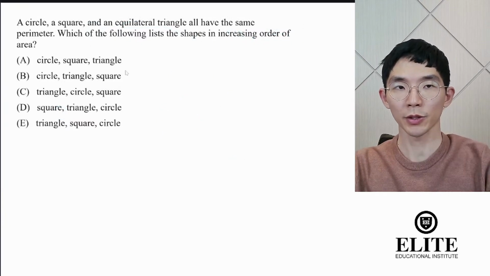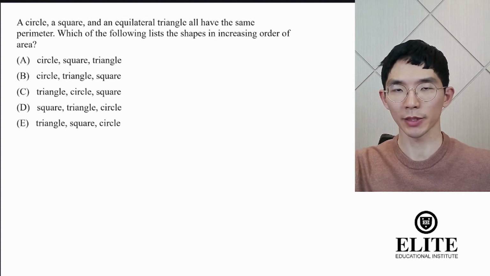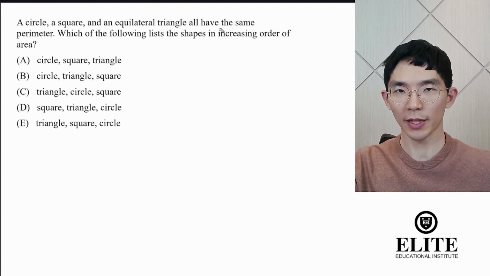All right, on to the next problem. A circle, a square, and an equilateral triangle all have the same perimeter. Which of the following lists the shapes in increasing order of area? So with this problem, let's take a look at this. They all have the same perimeter.